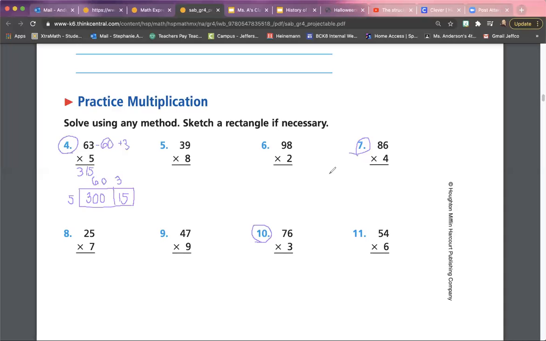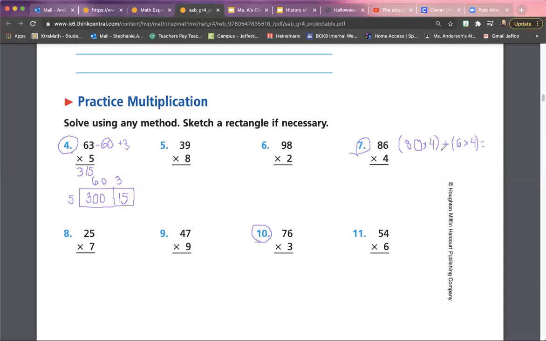All right. For 86 times 4, I'm going to split it up into 80 and 6. I'm going to push myself to use my 5th grade parentheses: 80 times 4 and 6 times 4. Same exact idea. I'm still splitting it up into tens and ones. There we go. And I know that I have to solve the parentheses first.